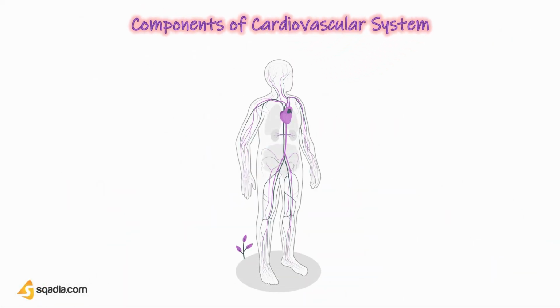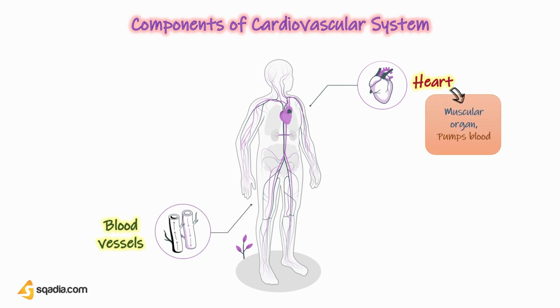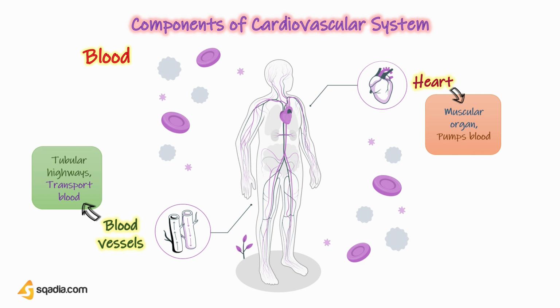In this section, our focus will be on the components or parts of the cardiovascular system. As discussed earlier, this system is composed of the heart, a muscular organ that pumps blood into the blood vessels, tubular structures, or highways, that transport blood throughout the circulatory system. And lastly, the most important one, that is being transported throughout the system, none other than a very vital fluid of our body. That is the blood.